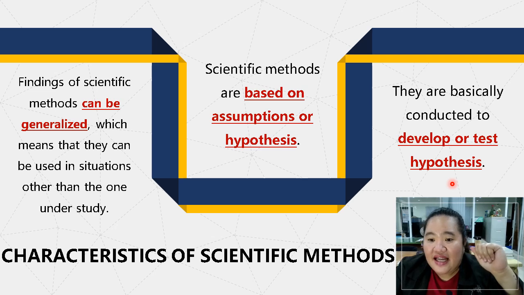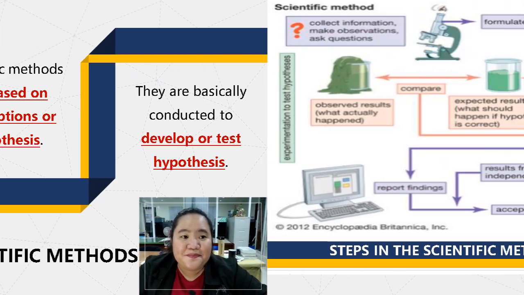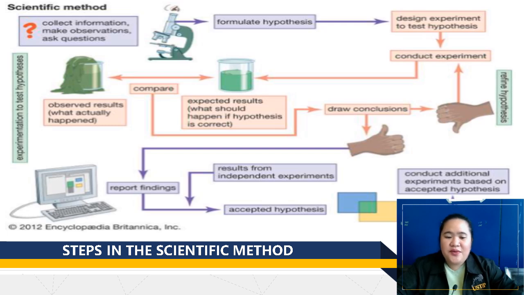So out from that class, out from your scientific method, you actually develop or test whether your hypothesis is actually true or not. So we'll continue with the steps in the scientific method. When you say steps in scientific method class, the first thing that you actually need to do is that you need to collect information, make observations, and ask questions.